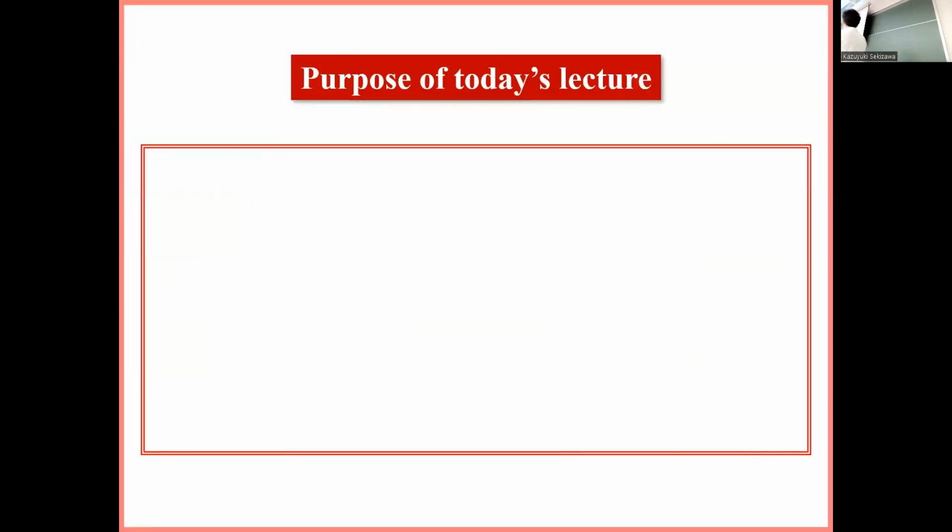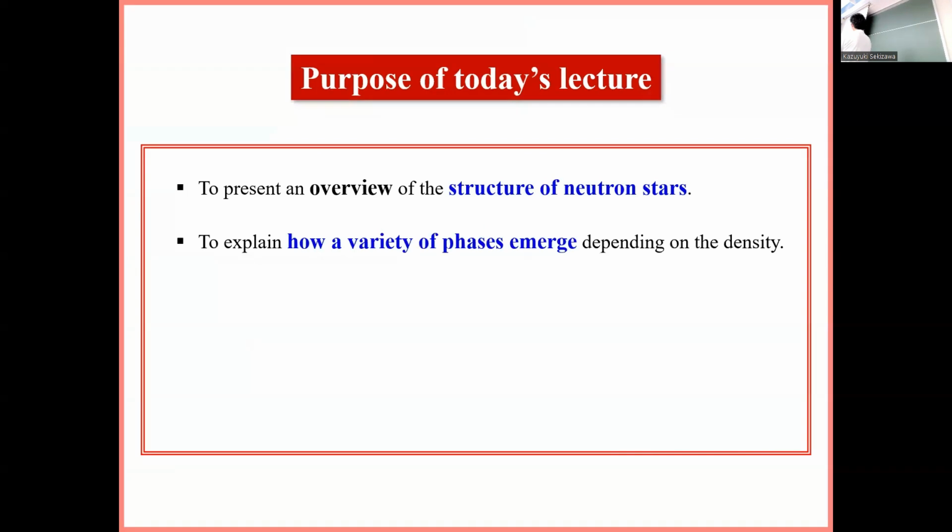So the purposes of today's lecture are the following. First, I will present an overview of the structure of neutron stars. What is actually inside the neutron star? And I will explain how a variety of phases emerge depending on the density. Depending on density or pressure or depth from the surface, we have abundant exotic phases of the nuclear many-body problem, and I will introduce some of them.